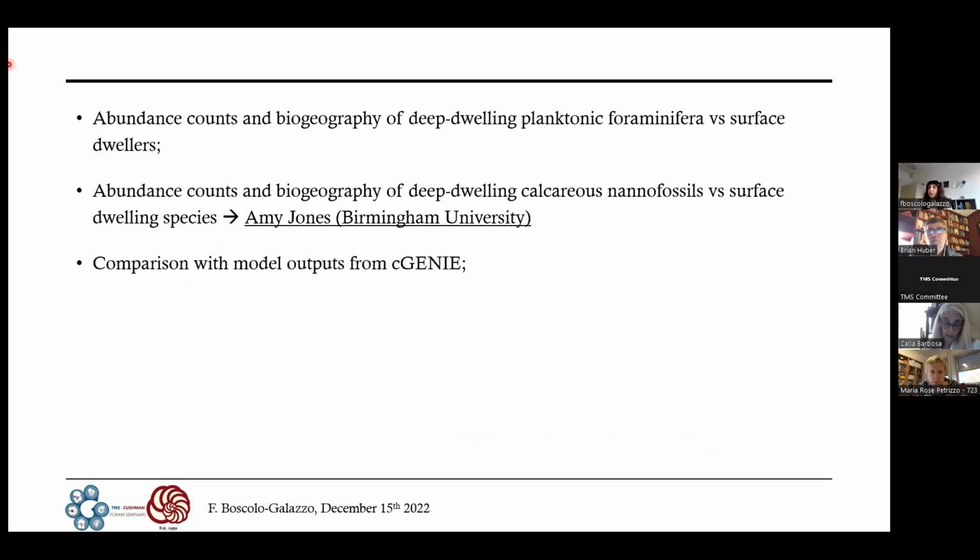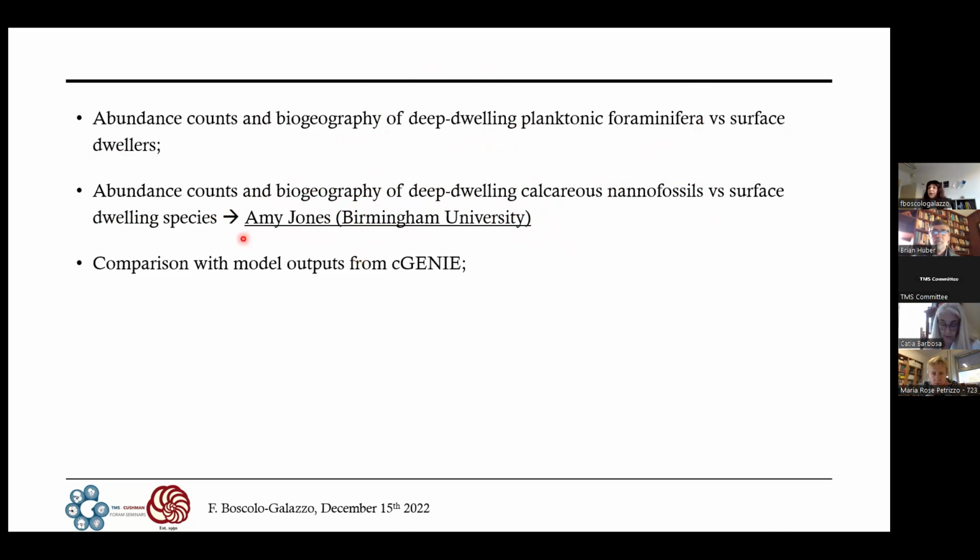So to do that, I'm going to use abundance count and biogeographic distribution of deep-dwelling planktonic foraminifera species and abundance count and biogeography of deep-dwelling calcareous nannofossil species. And the calcareous nannofossil data were produced by Amy Jones, who at that time was a PhD student at Birmingham University. Now she has graduated. However, at that time she obtained calcareous nannofossil data from the same samples where I obtained data from planktonic foraminifera.